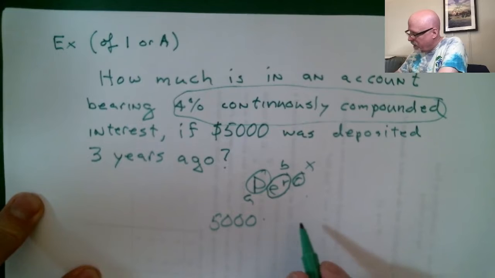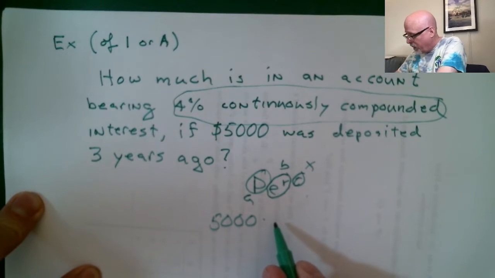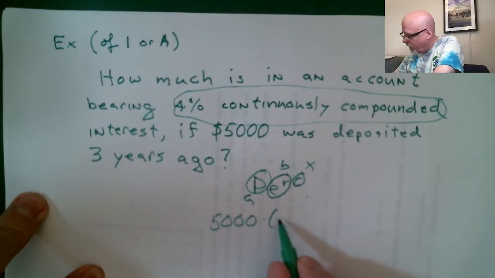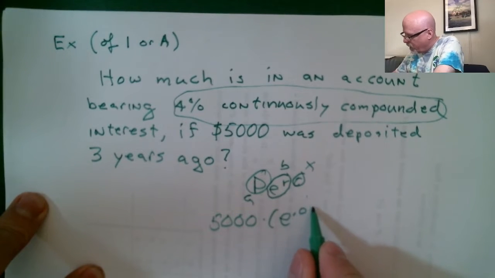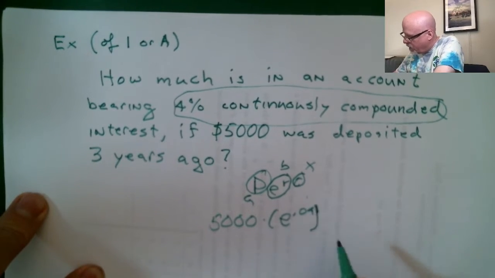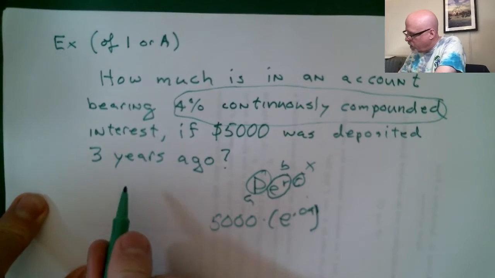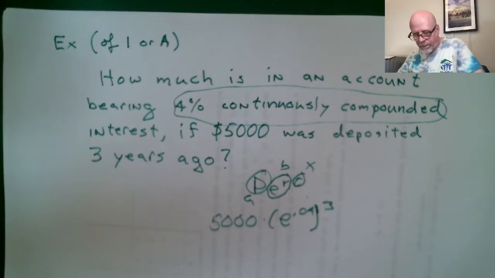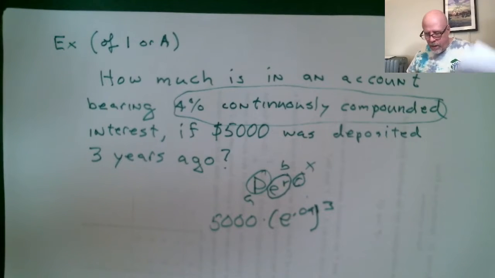The base of the exponential is e to the r. So we're going to need to know what is e to the 0.04. I'll work that out in a second, but for right now I'm just going to write e to the 0.04. And then how much time has elapsed? That's the x. That's 3.